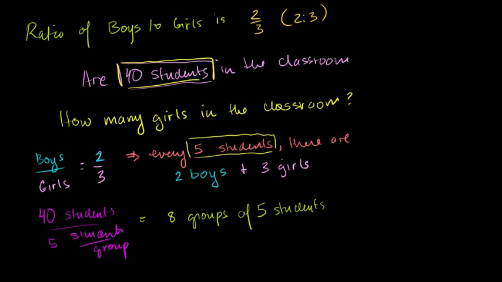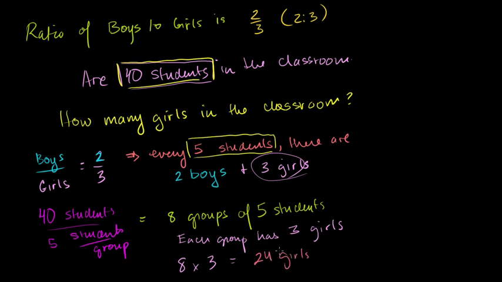Now, we're wondering how many girls there are. Each group has 3 girls. So how many girls do I have? I have 8 groups. Each of them has 3 girls. So I have 8 groups times 3 girls per group is equal to 24 girls. 24 girls in the classroom.